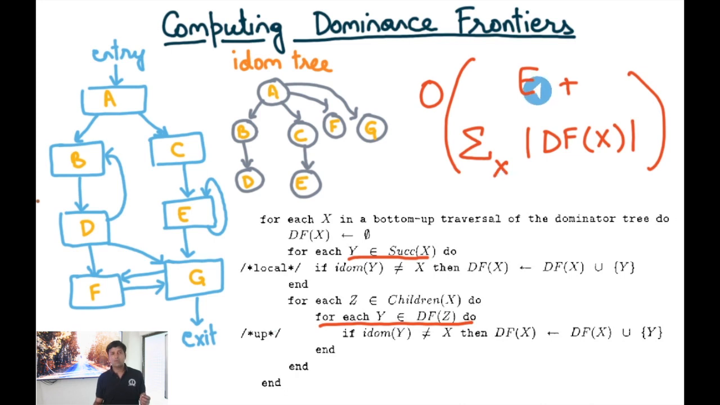Now we know that order E is basically linear in the size of the graph, but how big is the summation of |DF(X)|? In a good case, this could be linear as well, assuming that all the dominance frontiers are small, let's say constant sized. But DF(X) could be larger, and how large can it be? The dominance frontier of a node can be as large as the number of nodes in the graph, in which case this could potentially become quadratic. But we are going to characterize this in more depth and detail in the subsequent modules.